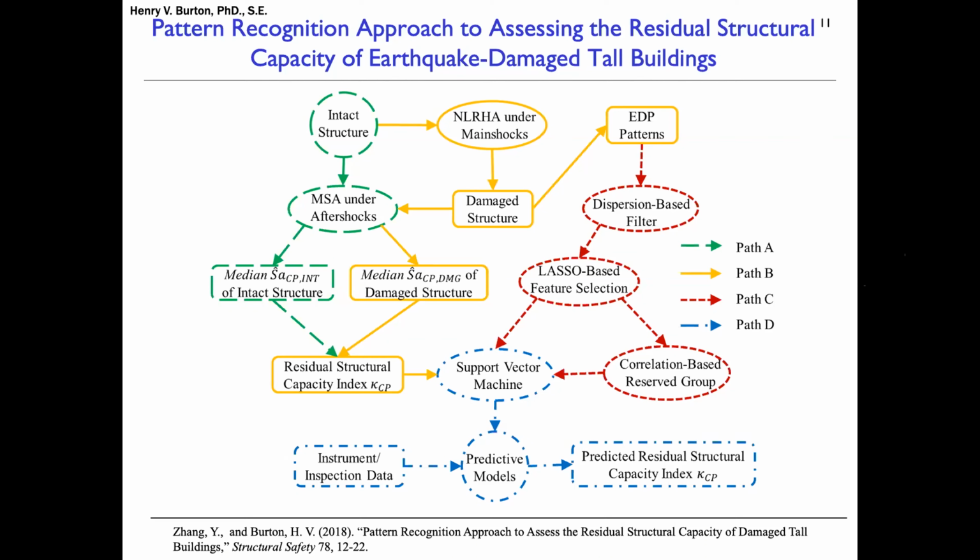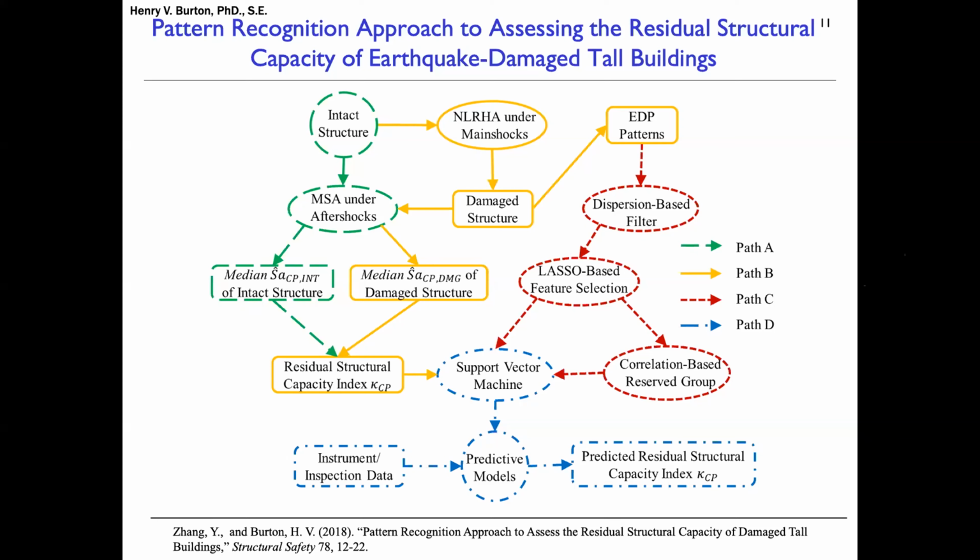So the first thing we did is we used something called dispersion filtering. For those of you that are familiar with nonlinear response history analyses, you know that under larger demands, where the response gets to be more inelastic, the dispersions are generally higher. So basically what we said is, if the dispersion is below a certain threshold, we're just going to filter that out because we know that the demands are likely to be pretty low.